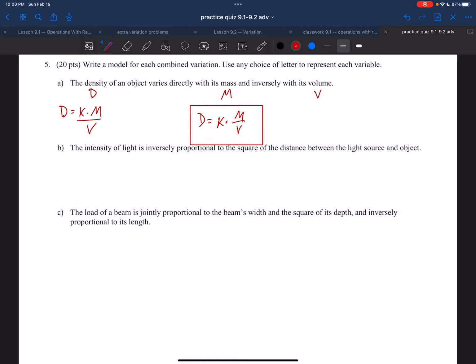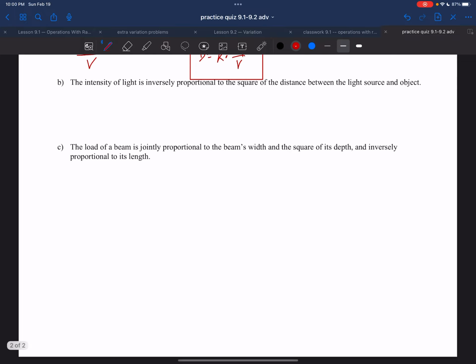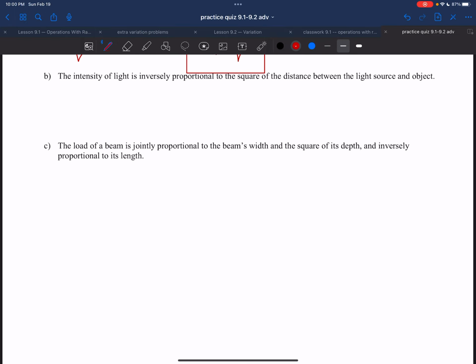And if you can't do that, highest you can get is an 80. All right, so you better be able to write this. By the way, density is mass divided by volume, so if you were to actually go out and find K, you probably find that it's 1. Constant variation is 1, I think, because that is the formula for density, by the way.